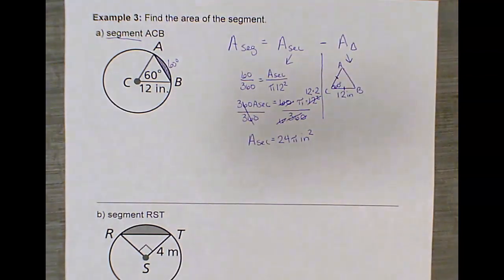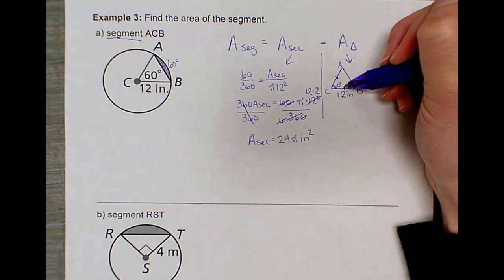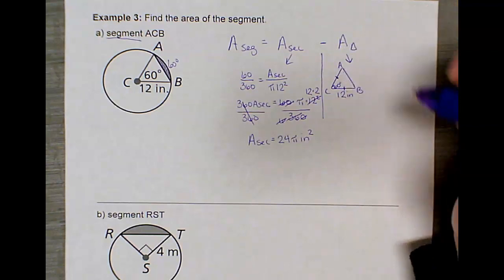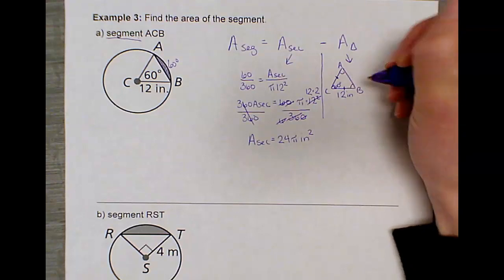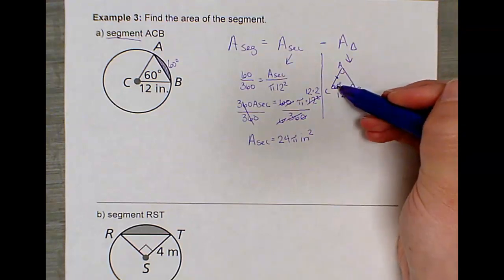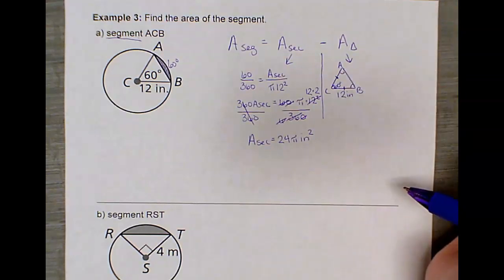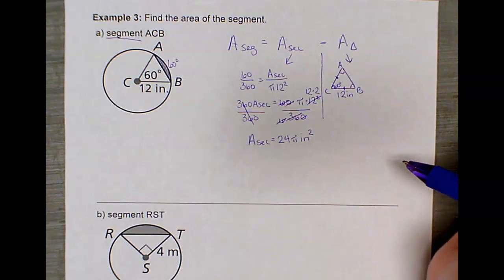And what that means is that the angles that are opposite of those congruent sides are also congruent. Well, if this is 60 degrees and these two have to be the same, what are both of the angle measures? The angle measures must be 60 degrees.